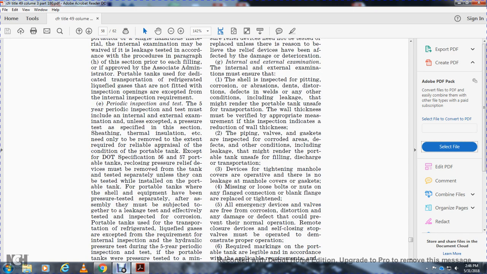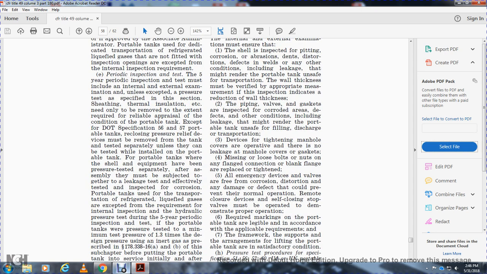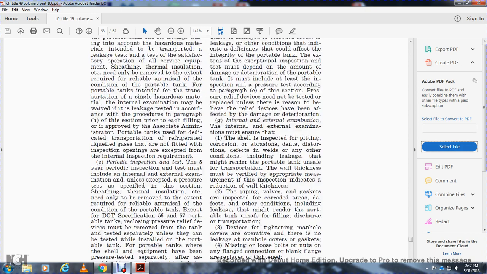Portable tanks used for the transportation of refrigerated liquefied gas are excepted from the requirements of internal inspection and the hydraulic pressure test during the 5-year periodic test. Portable tanks must be pressure tested at a minimum test pressure of 1.3 times the design pressure, using an inert gas as prescribed in 178.338-16 (a) and (b) of this subchapter, before being put back in service, and after exceptional inspection testing as specified in paragraph F of this section.